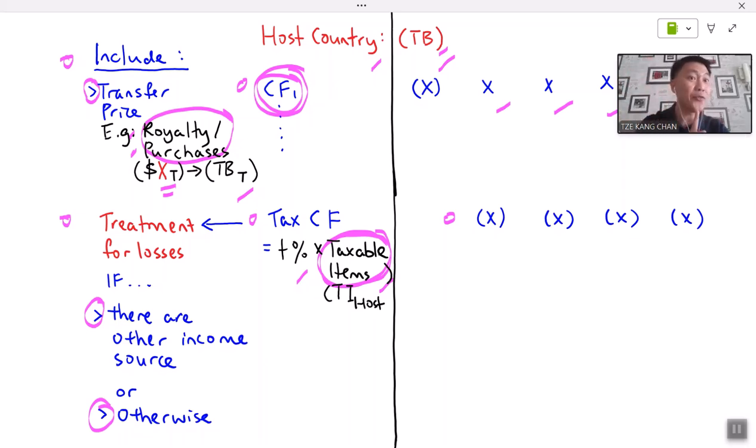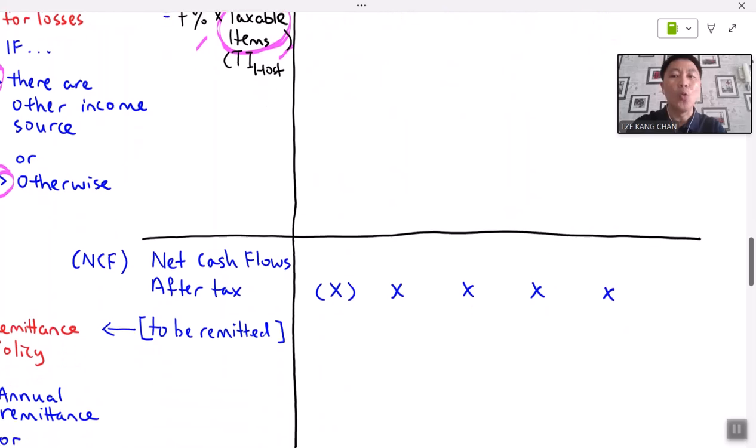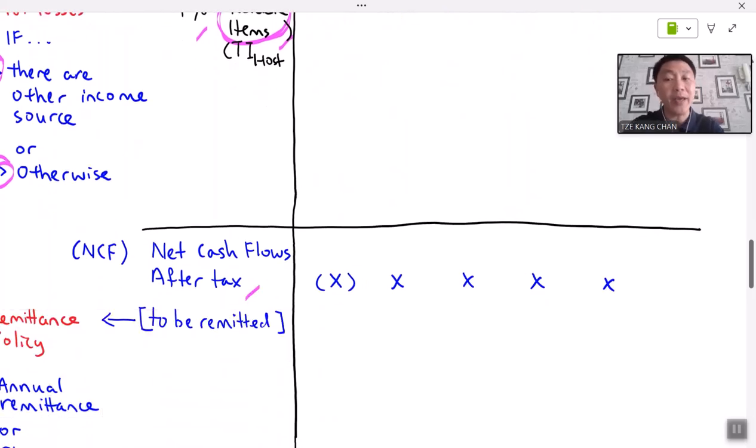Lastly, let's not forget about the timing of tax payment, whether the tax is paid one year in arrears or in the year the liability arises. That will determine whether this figure appears in the same year or a year later. Once these cash flows from the host country, including the tax cash flow, are found, we will be able to derive the net cash flow after tax in the host country operation that is ready to be remitted.